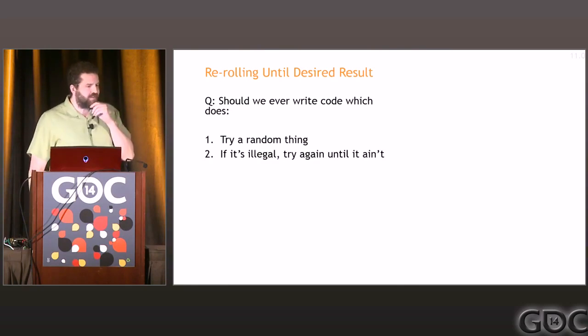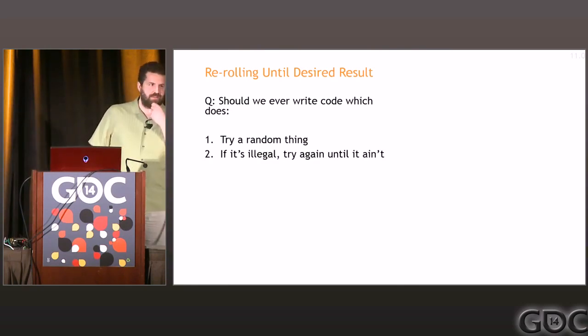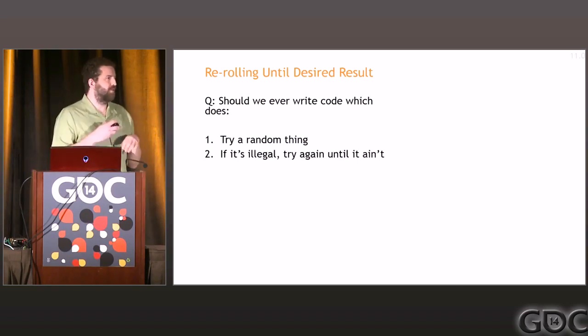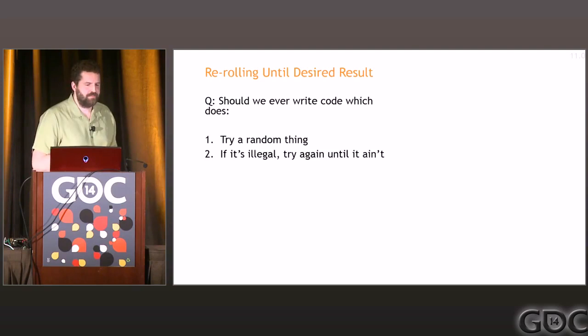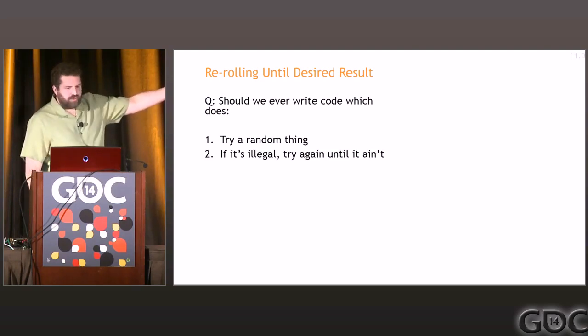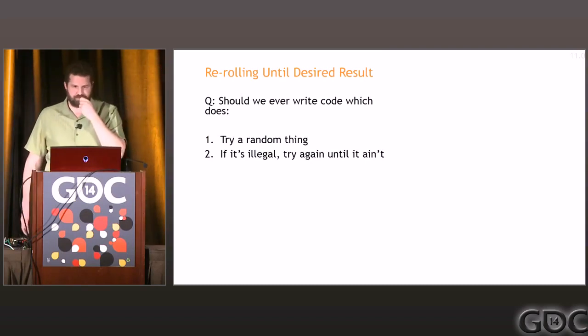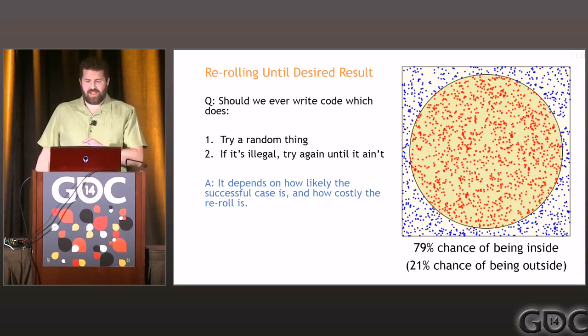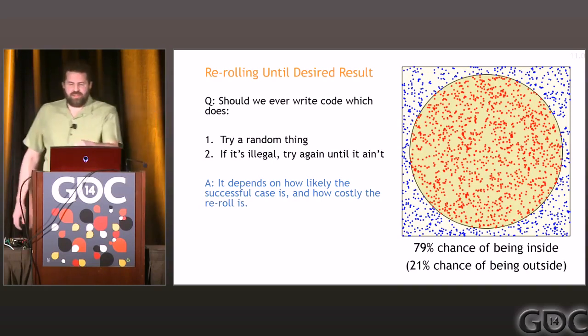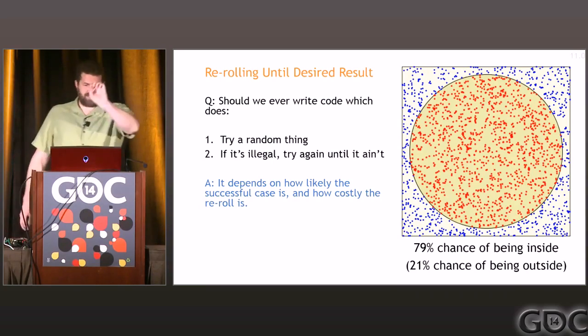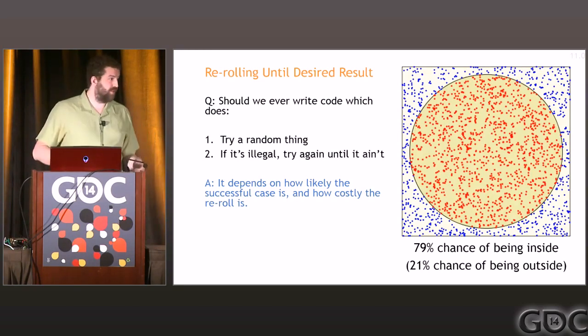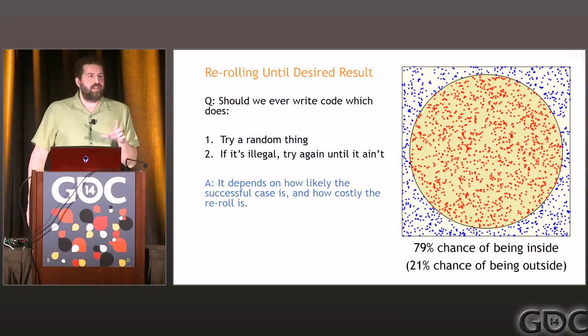Okay, another thing that's often run into with randomness in games is if we want something, but we don't know if we're going to be able to get it every time, so we want to just try to roll it randomly and, oh, that one didn't work, let's try again. So should we ever write code which says, try to do a random thing, and if it's illegal, try again until it isn't? So for example, let's say we want to find an evenly distributed set of points inside this circle. Well, if we compute the area of the circle compared to the area of the square, it's like 79%. So we have a 79% chance for any of those points in the square that they'll happen to be inside the circle.